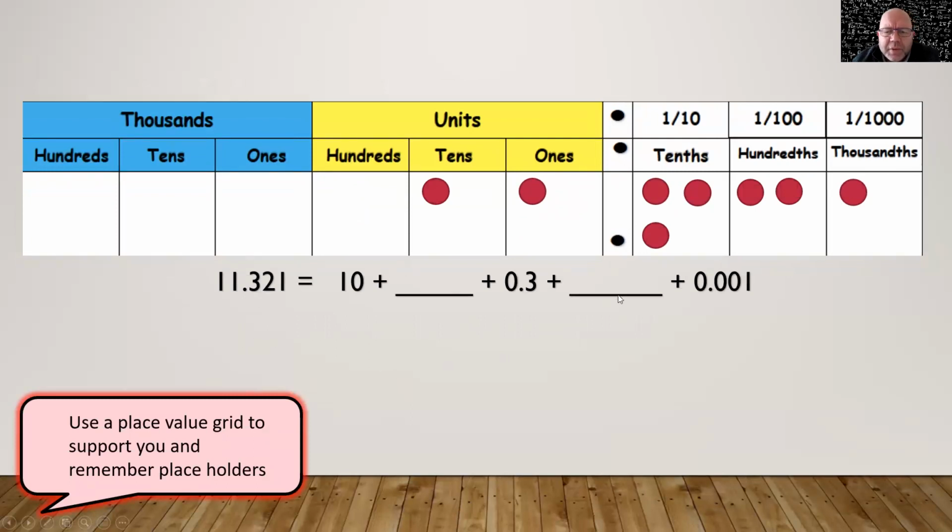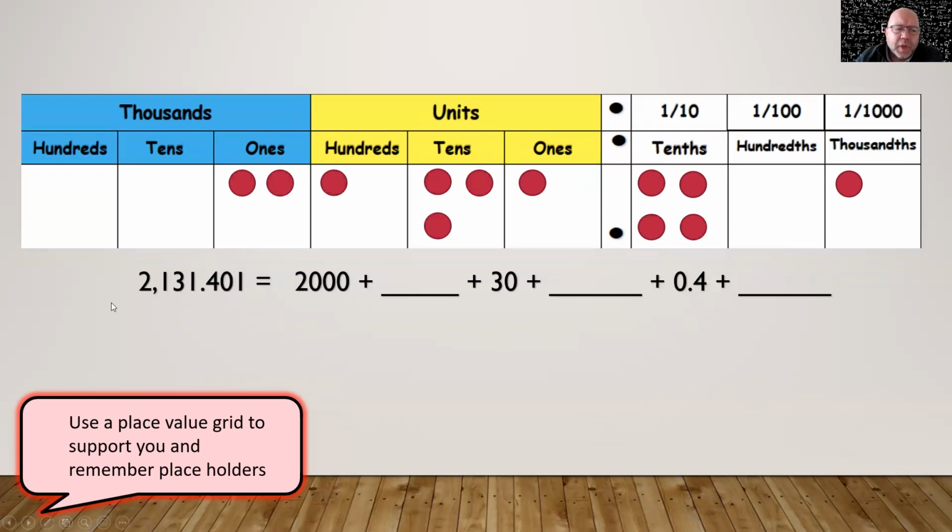Okay. What values are missing in this calculation? So our whole is 11.321. There's our 10. What's missing in this space? Well, the 10 is that first one, the one in the tens column. There is 1 in the units column, or in the ones column, I should say. So 1 in the ones column. So there's a missing 1. There's our 3 tenths, our 0.3. So it's this 2. What column is that in? Well, it's the 2 hundredths. So it would be 0.02. And then the 1 thousandth there at the end.